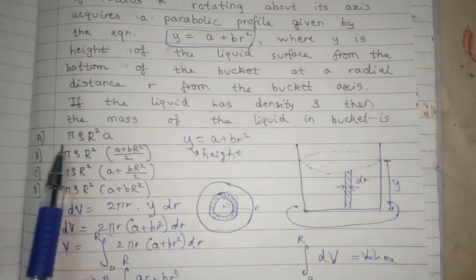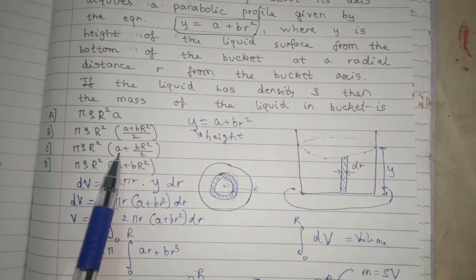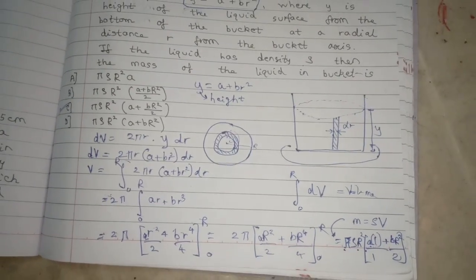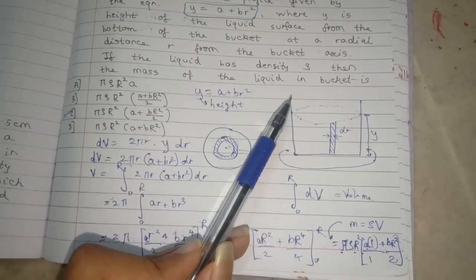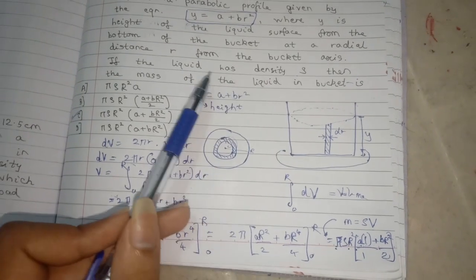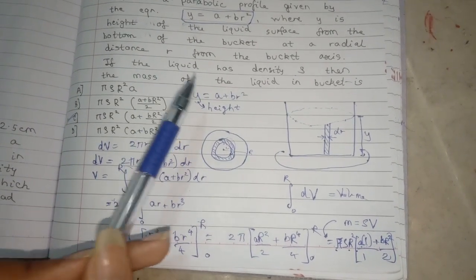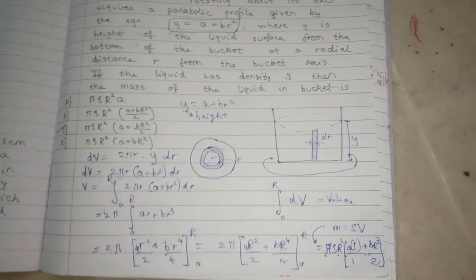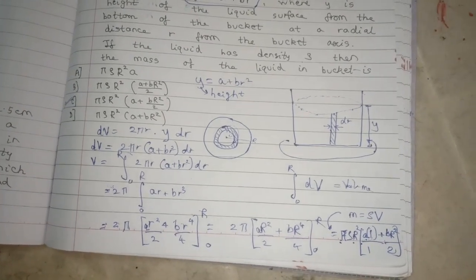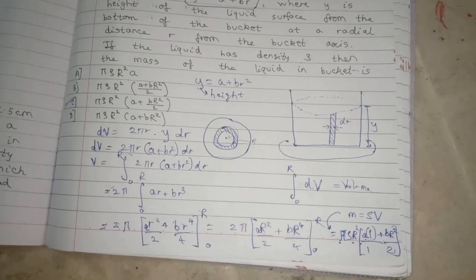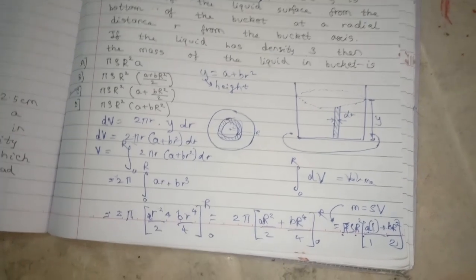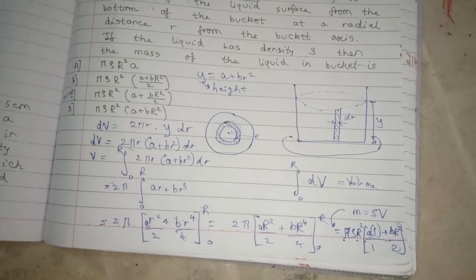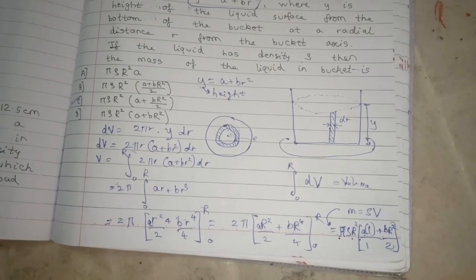So where is that answer? Pi rho R square a plus b R square by 2. So its correct option is option C. Observe this carefully. I will again tell you the approach: we considered a bucket, we considered a strip, and we integrated it with the circumference so that we get the whole area of the changing height. After that we found the volume, and then we used the formula mass is equal to density into volume, substituted the values and went down. So we got the answer as option number 3.